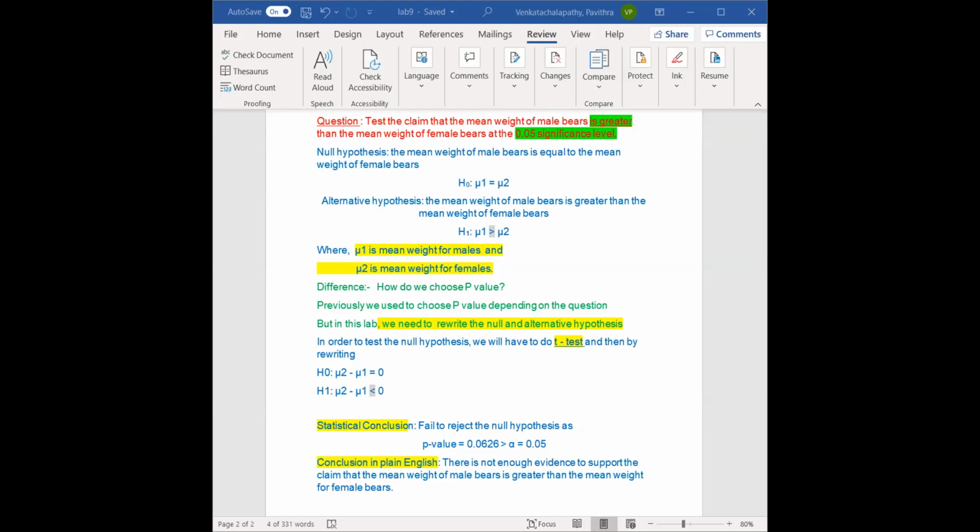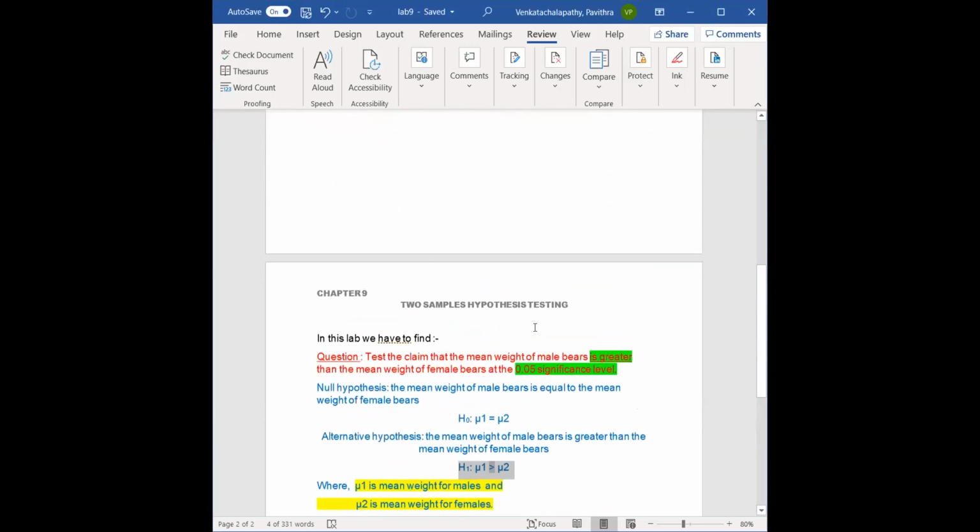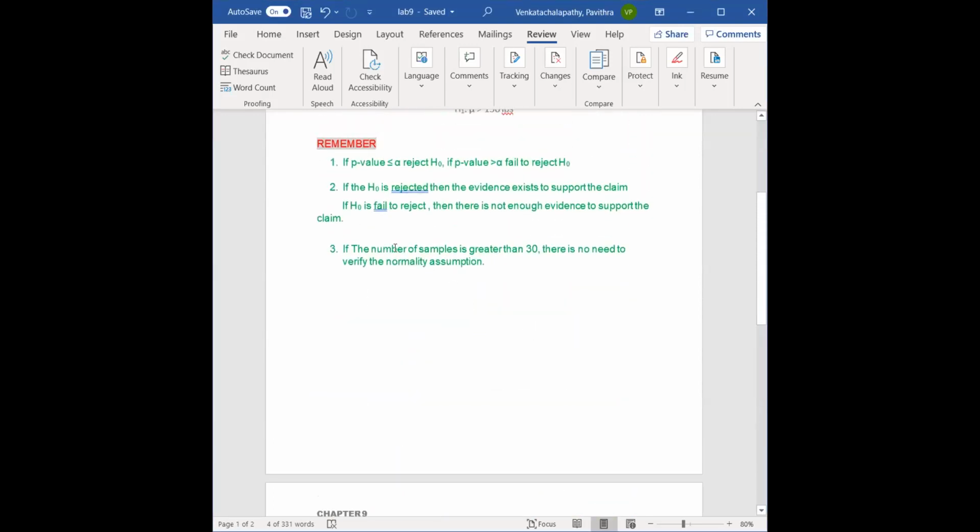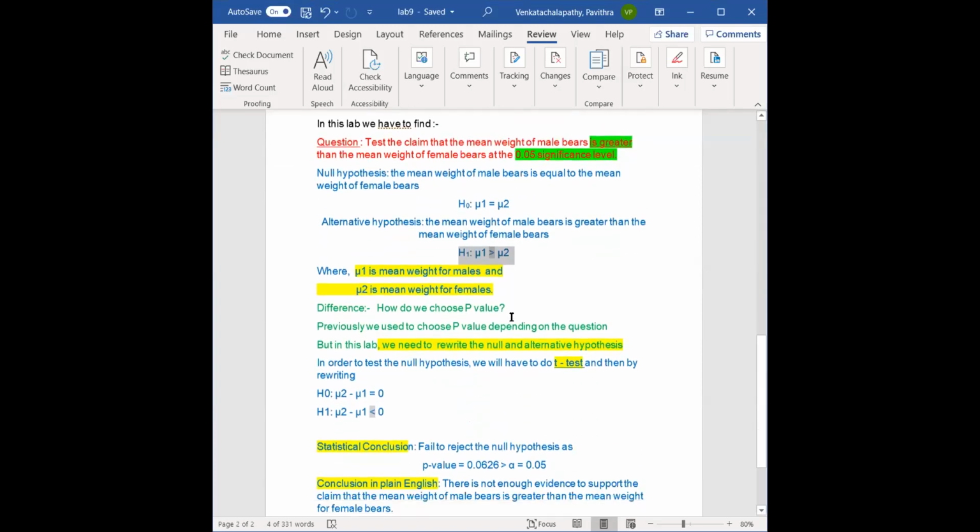I had told you to remember one thing: if n, that is the number of samples, is greater than 30, you have to assume that the variable is normally distributed. If it is less than 30, we will have to check for normality. Now, how do you find your number of samples here? Where do you get your number of samples?